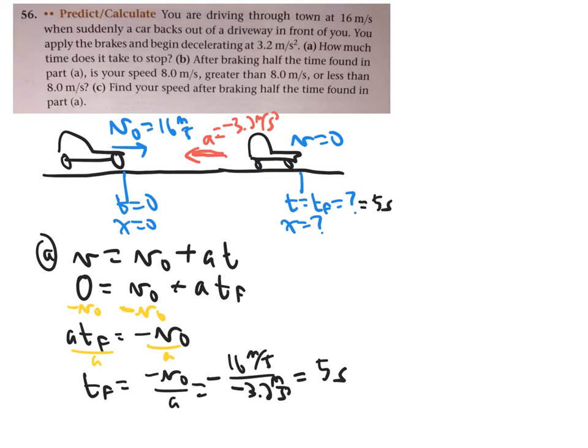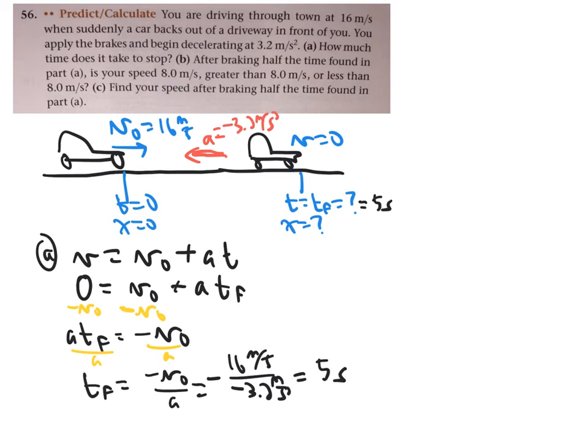We can reason for part B. After braking half the time, is your speed 8 meters per second, or greater or less than that? The key is to remember that the velocity change is proportional to the time, and for constant acceleration, the amount of velocity lost in a fixed amount of time is the same. So if we're talking about the first 2.5 seconds or the second 2.5 seconds, we will lose the same amount of velocity in that time, which means we need to lose half of it in half the time. The amount lost is proportional to the amount of time we have.